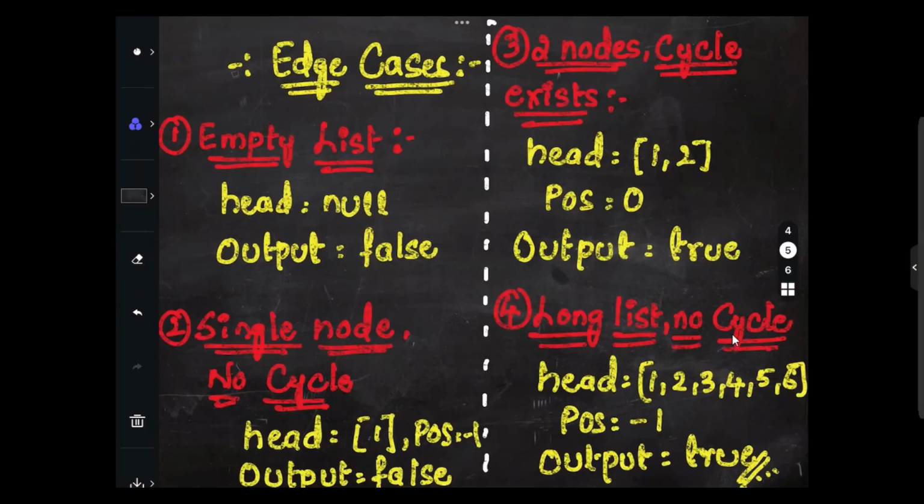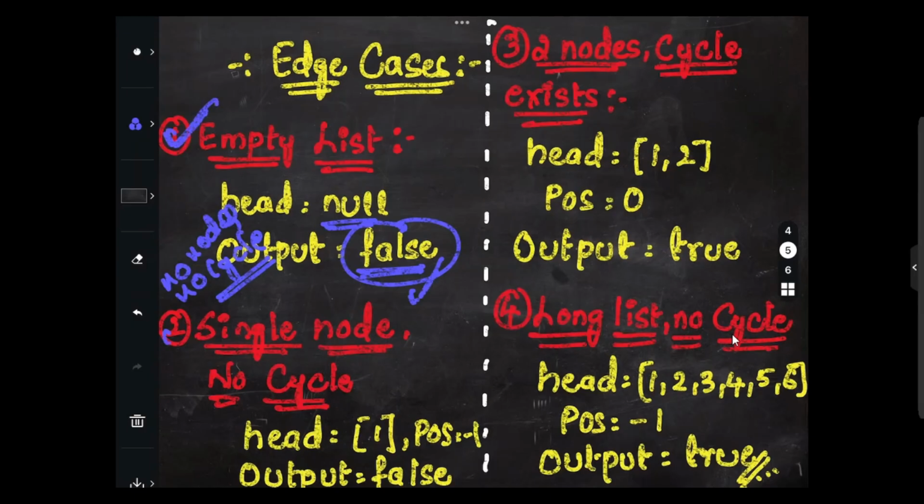When I say empty list, I have considered head equals null. Empty list right here. Output will quite obviously be false. We don't have any element in that, so quite obviously the output will be false here. We need to return false. Simple: no nodes, no cycle, so that's the reason we need to return false in this case.